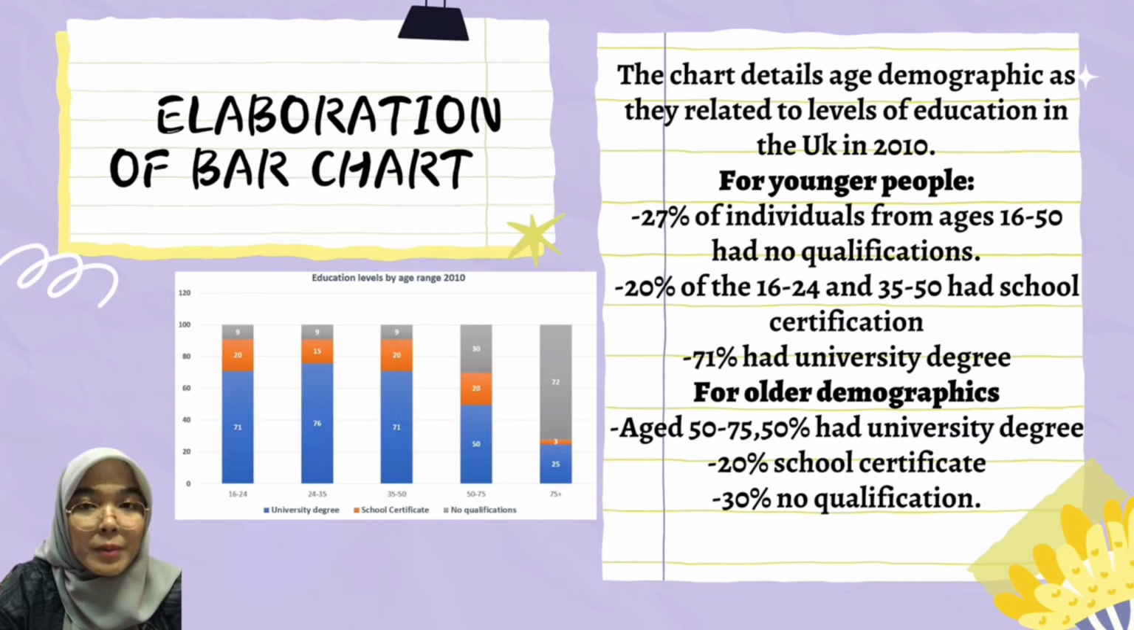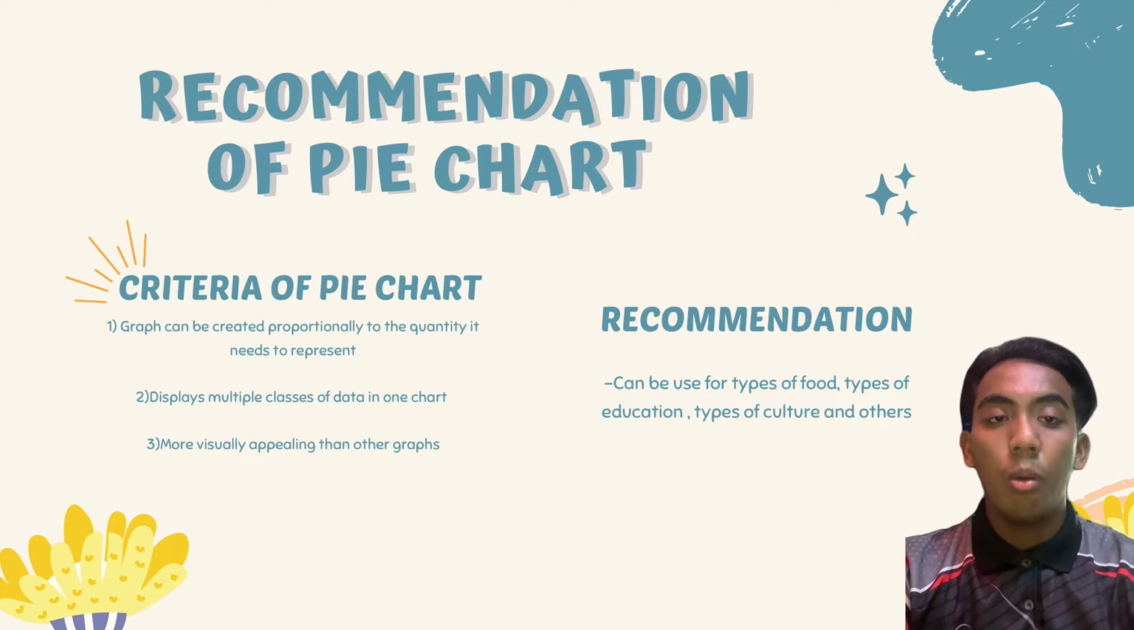Turning to the older demographics, for those aged 50 until 75, 50% had a university degree, 20% a school certificate, and 30% no qualification. This figure expanded to 72% for people over 65, with just 3% having earned a school certificate and 25% a university degree. Now I will continue to recommendation of graph.